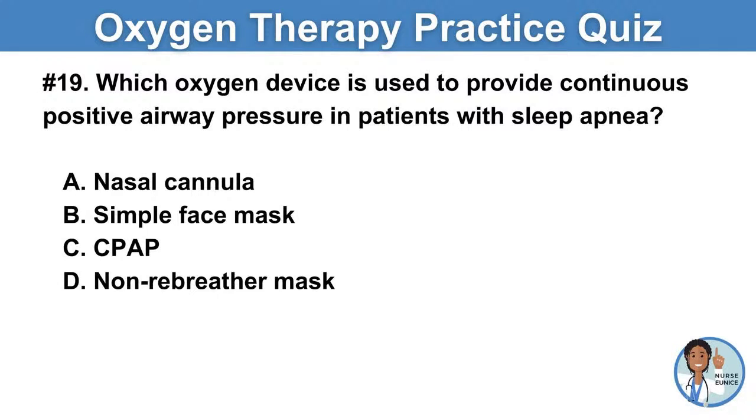Number 19, which oxygen device is used to provide continuous positive airway pressure in patients with sleep apnea? Nasal cannula, simple face mask, a CPAP, or a non-rebreather mask?